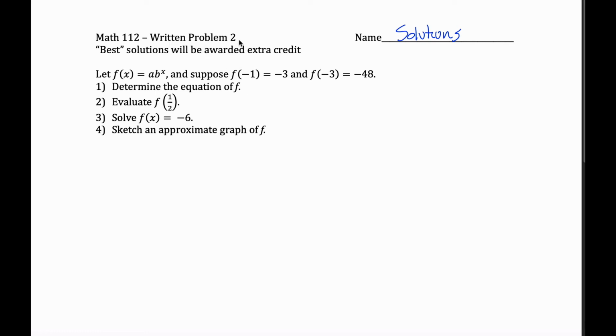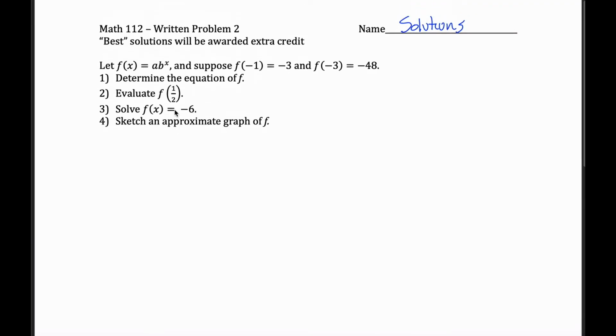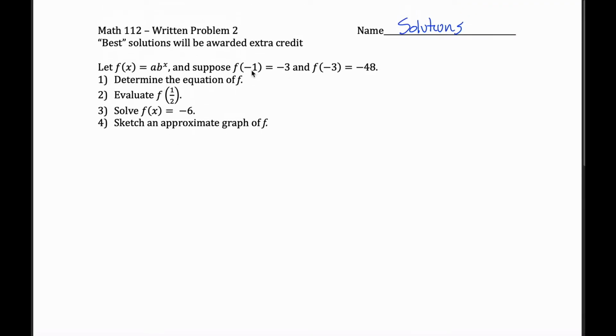All right, here's solutions for written problem 2, the first, I guess, real written problem for this class, where we are dealing with an exponential function. So it tells us f of x equals a times b to the x power, and we're told that f of -1 equals -3 and f of -3 equals -48. And the first thing to do is to determine the equation of f.